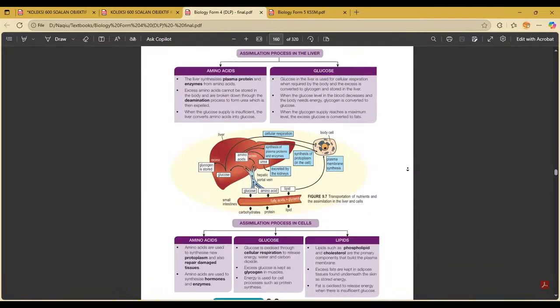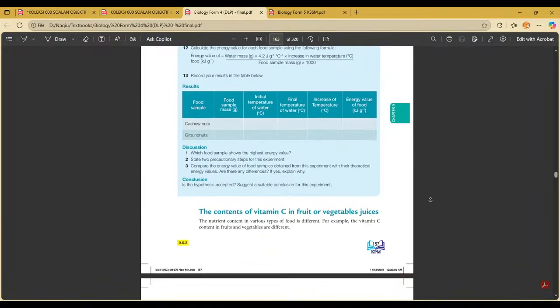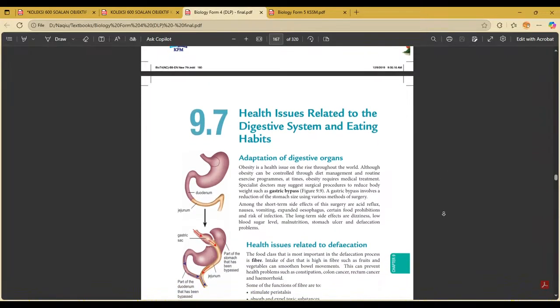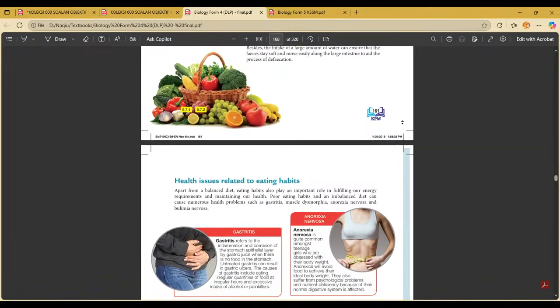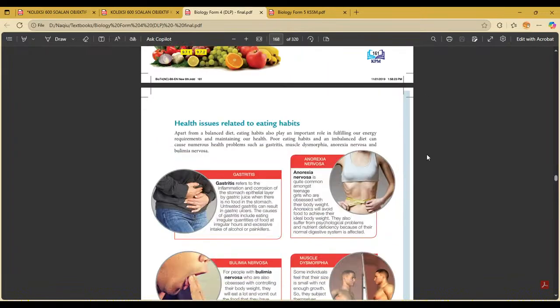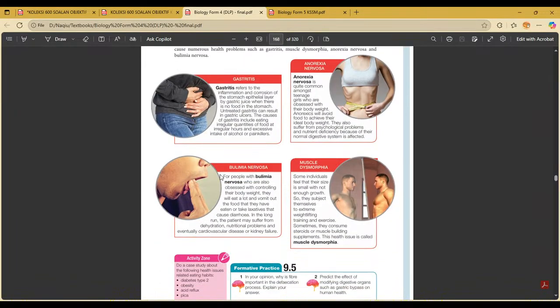Where's health issues regarding the digestive system? Here it is. Bulimia nervosa, controlling their body weight. They will eat a lot and vomit out the food they have eaten, or take laxatives that cause diarrhea. Yep.